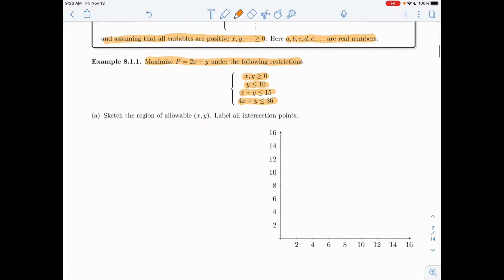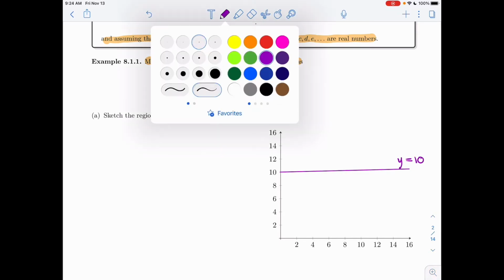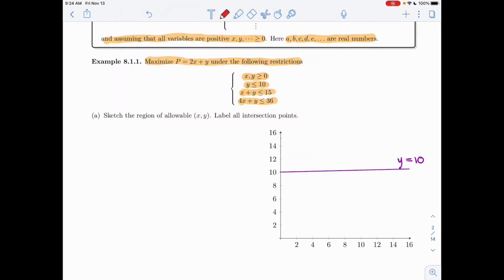All right, so the first thing we'll do is sketch the actual region that we're allowed to use. So y equals 10, that's easy, so let's start with that one. I'm going to put it right here. This is y equals 10. So we need to be under this. X plus y is 15. So I have to intercept at 15 on the y-axis and at 15 on the x-axis. So this is x plus y is 15.